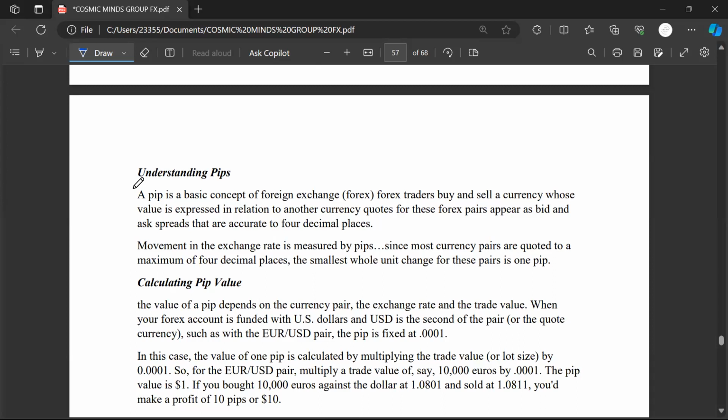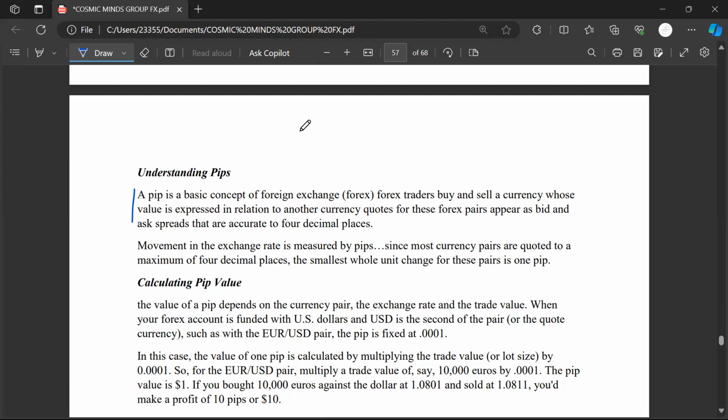Let me take this reading again. A pip is a basic concept of foreign exchange. Forex traders can buy and sell a currency pair, a currency whose value is expressed in relation to another currency quote. So what it means is that from the onset, we don't trade, on a normal day, one currency, even though there are some exceptions. Let's focus on the standard way.